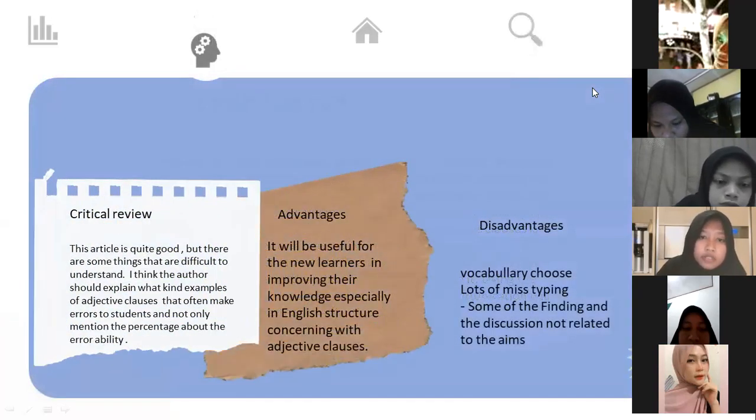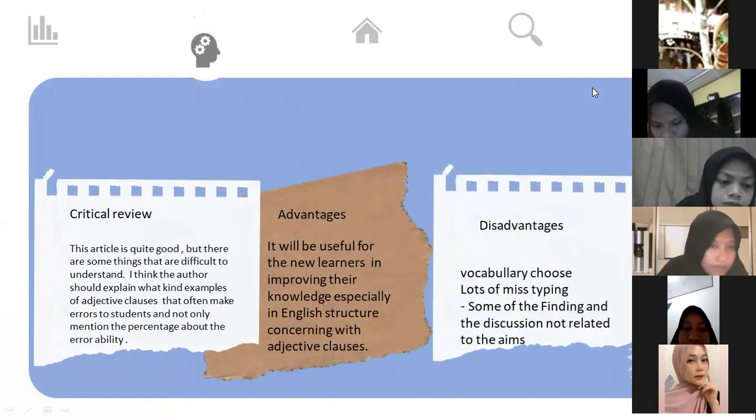Critical review. This article is quite good, but there are some things that are difficult to understand. I think the author should explain what kind of example of adjective clause often makes errors for students, and not only mention the percentage about the error ability. Advantages: it will be useful for new learners in improving their knowledge, especially in English structure concerning adjective clause. And the last part is disadvantages. Vocabulary choice has lots of mistyping and some of the findings and discussion are not related to the aims.